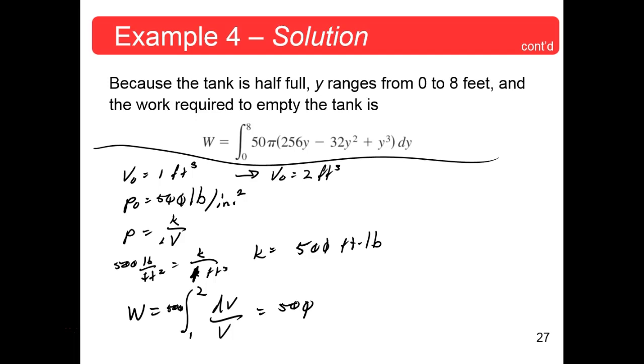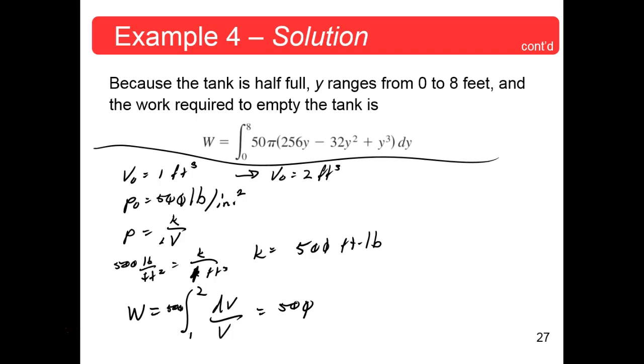Second? Antiderivative of dV over V? 1 over x dx. Antiderivative of that? No, that's going the other way.